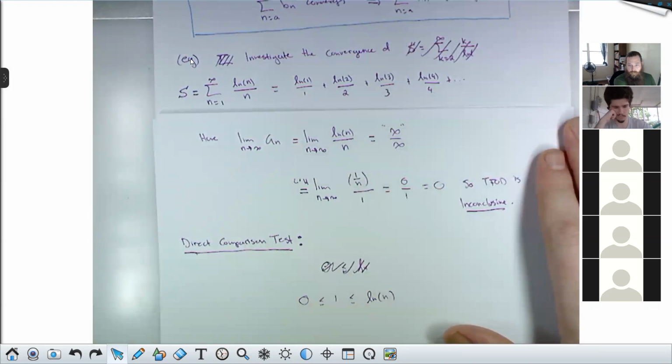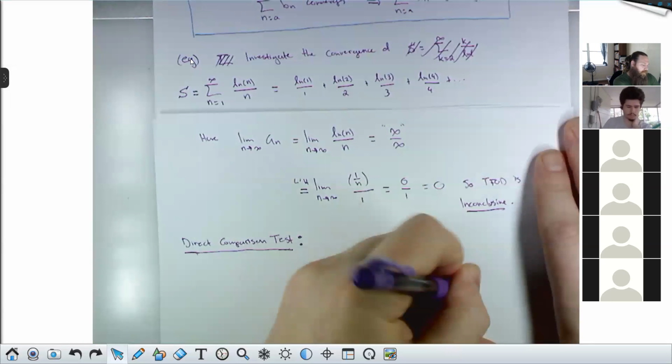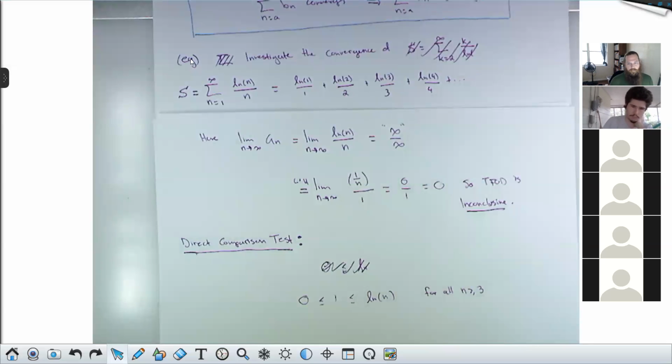Now this isn't always true, is it? For instance, the natural log of 1 is 0. That's not bigger than 1. The natural log of 2 is like 0.6, which is also not bigger than 1. This is true for all n greater than or equal to 3. Remember, we're thinking of n as being integers. The natural log first becomes larger than 1 at e. e is like 2.7. So this part of the inequality is only true if n is bigger than e. And so since we're talking about integers, that means n has to be at least 3.